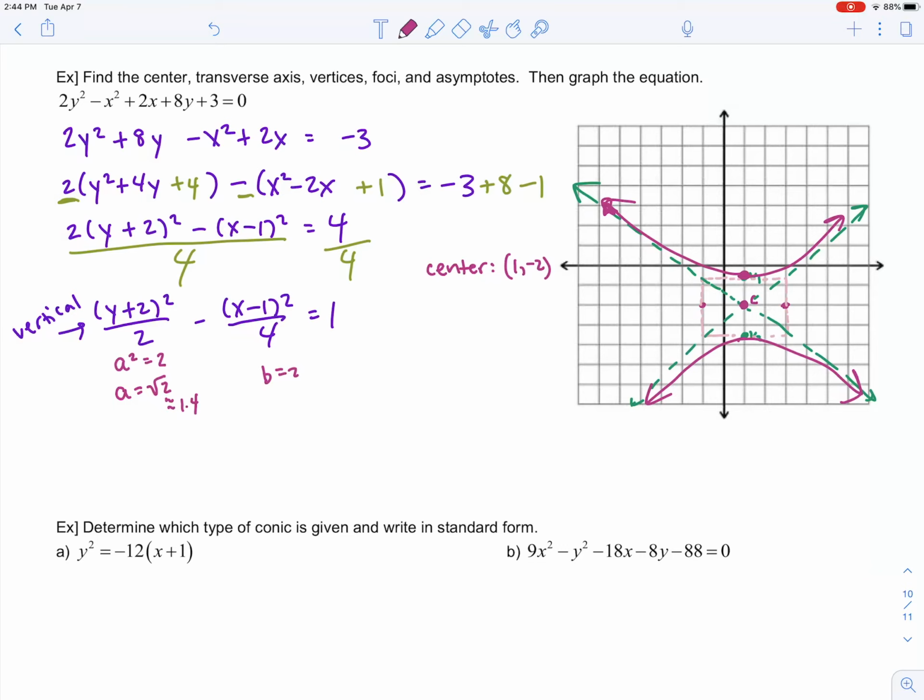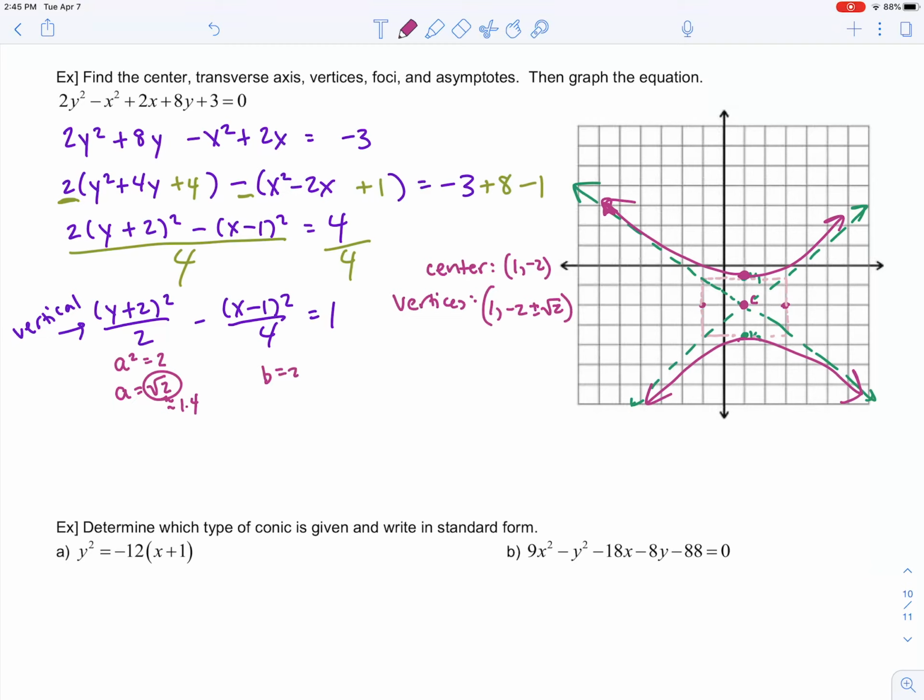Okay, so we were asked to find a few things. Find the center, transverse axis, vertices, foci, and asymptotes. So we can answer a few of those things right now. The vertices are a distance of square root of 2 above and below the center. So let's write those in. So above and below, so we'll take the y value and we'll add and subtract the square root of 2. So that's kind of a quick and easy way to express the vertices.